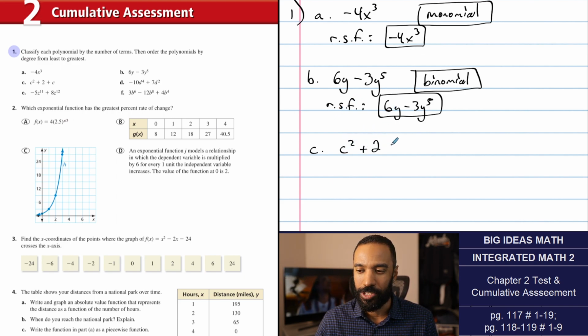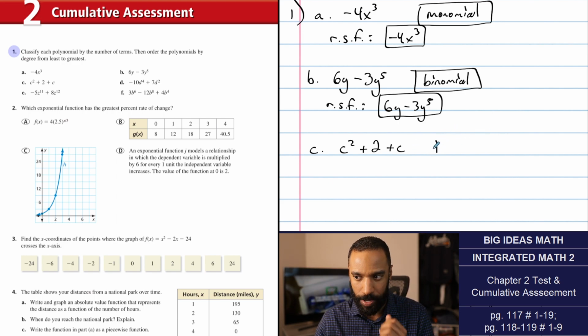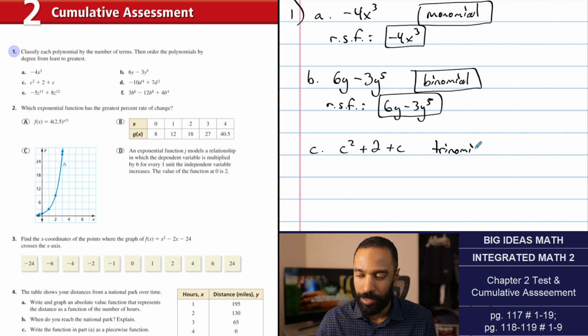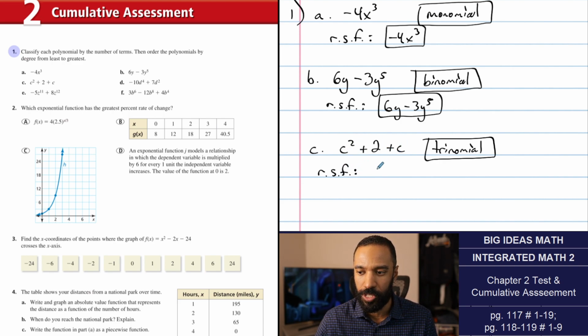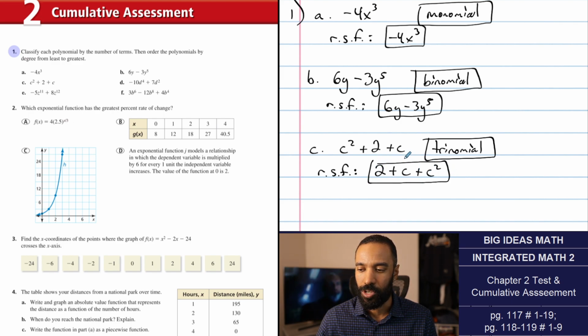So, C: c squared plus 2 plus c. I think they're saying, can you follow instructions? 3 terms is a trinomial. Reverse standard form would have the degree 0 term first, which is the constant. Normally it would be c squared plus c plus 2. Now it's 2 plus c plus c squared. It's already messing me up as well.